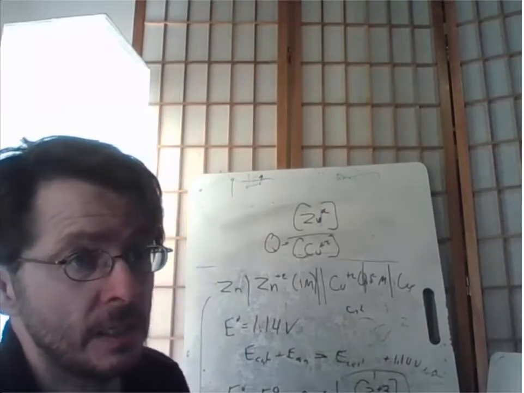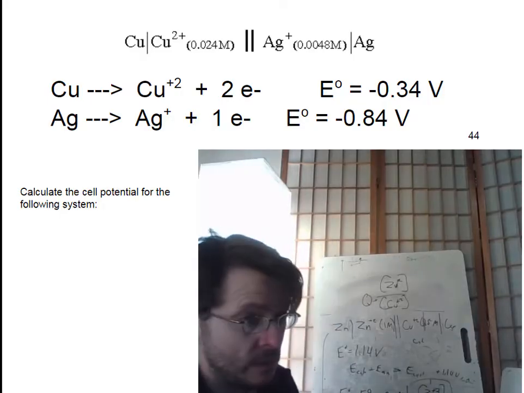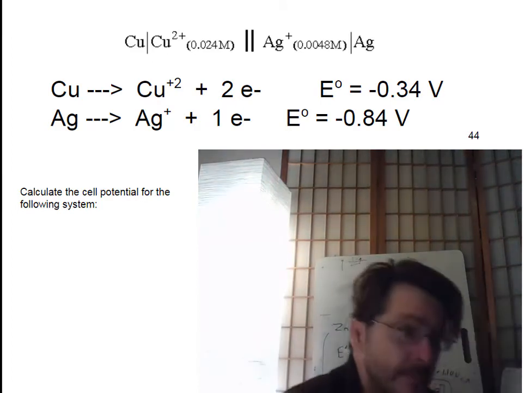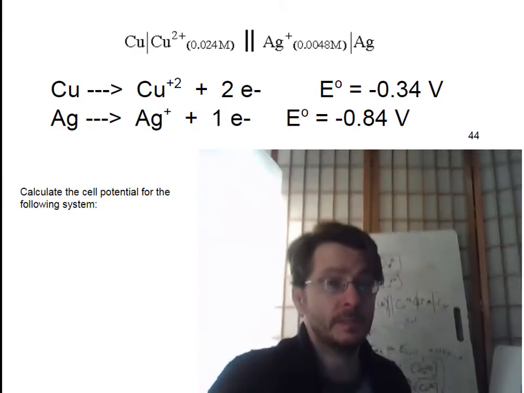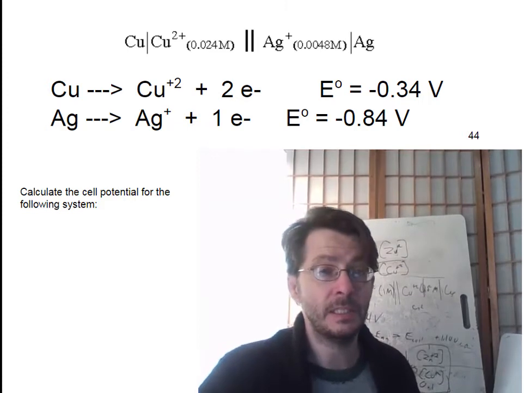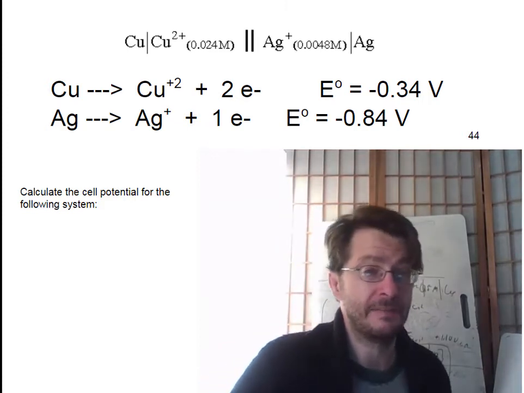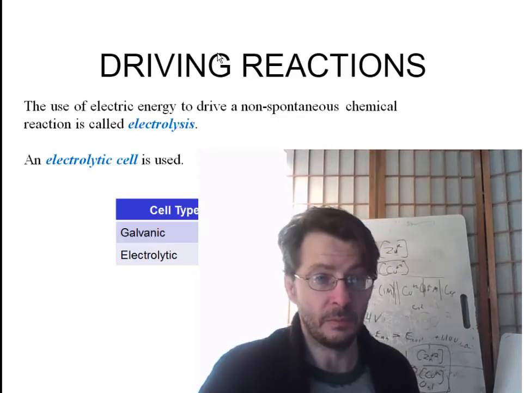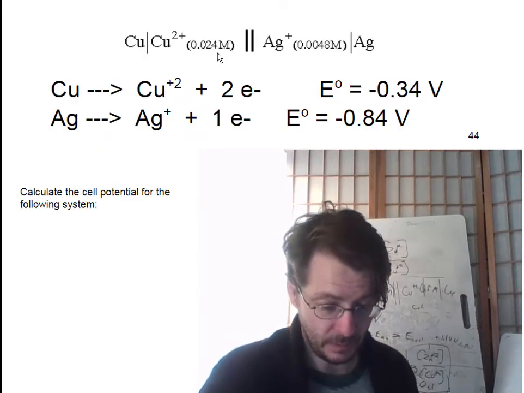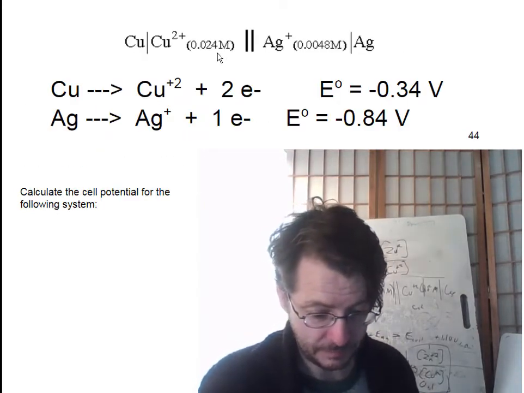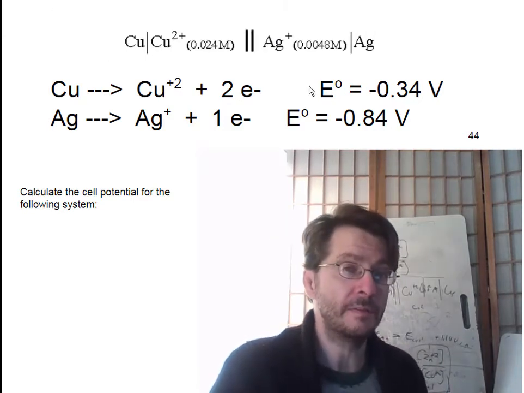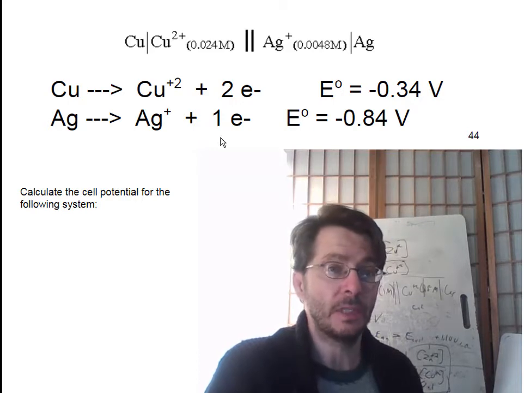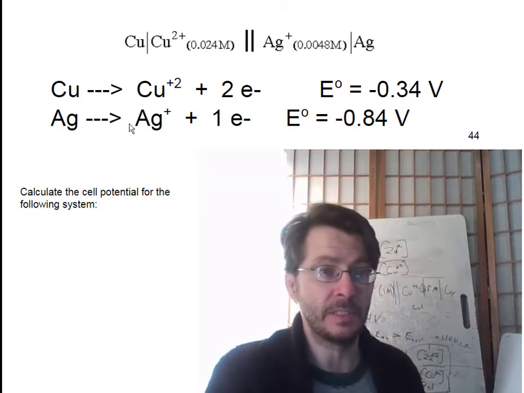Right. So let's take a look at another one. So we have a copper and zinc system, a copper and silver system, right? Slightly different molarities. We have our copper at very low concentrations, 0.0024 molar, and so we have two reactions. We have our balanced chemical reactions, they're written. We can look at the cell potentials off the table and we see the following.